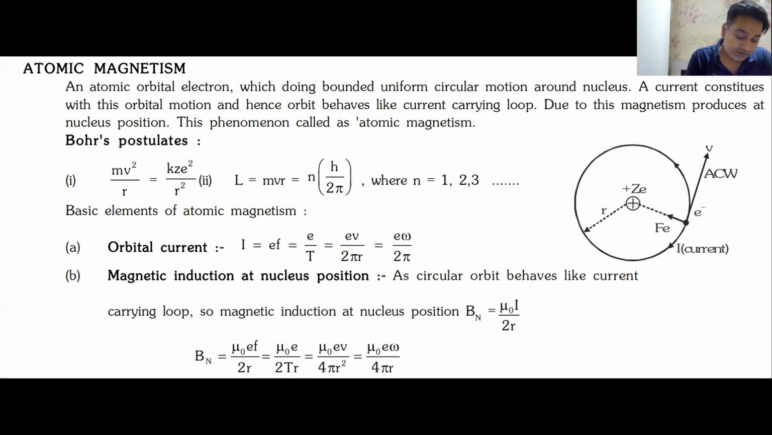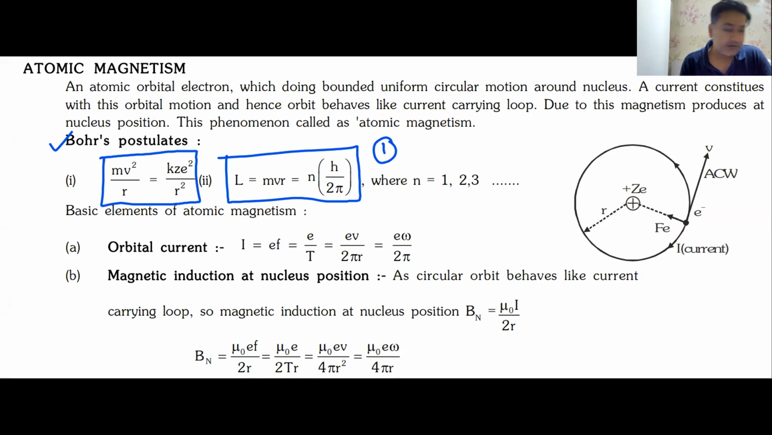Now, you know Bohr's postulate in modern physics. The first postulate is this: the angular momentum mvr is nh by 2 pi. Then, if you have any electron moving in Bohr's orbit, the centripetal force must be provided by the attraction force between the positively charged nucleus and the electron. These are the two things that you must remember.